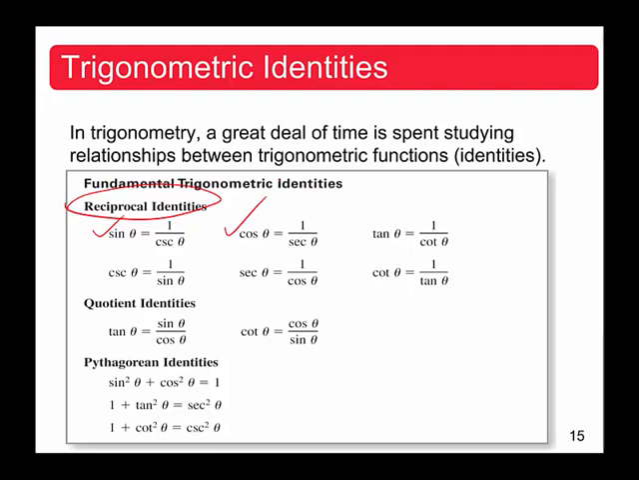Tangent theta and cotangent theta, they are reciprocal. So tangent theta equal to 1 over cotangent theta. And then you just swap those two identities, you get the following three. Cosecant equal to 1 over sine, secant equal to 1 over cosine, cotangent equal to 1 over tangent. We also have the quotient identities, meaning tangent theta you can express as sine theta over cosine theta, and cotangent theta is equal to cosine theta over sine theta.